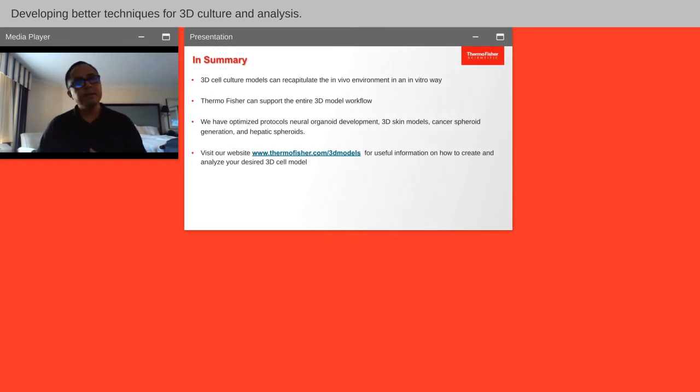So finally, in summary, I hope we've been able to convey that 3D cell culture models better recapitulate the in vivo environment, but in an in vitro way. Here at Thermo Fisher, we can support the entire 3D cell model workflow, from model creation to characterization, as well as imaging and analysis. We've optimized protocols for different workflows, such as neural organoids, 3D skin, cancer spheroids, as well as hepatic spheroids. And finally, visit our website at thermofisher.com/3Dmodels for useful information on how to create and analyze your desired 3D model.